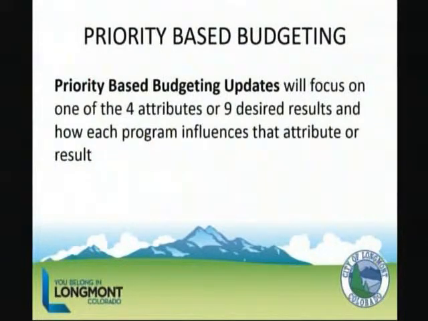So our updates that we will be bringing you now. Understand we have 4 attributes. We have 4 desired results in community-oriented and 5 more in governance. So that adds up to 13 different attributes of results. We are going to try to do our updates individually to focus on each one of those 13 attributes or results, and how each program, or I'm going to give you data at least, on how each program influences that attribute or result.